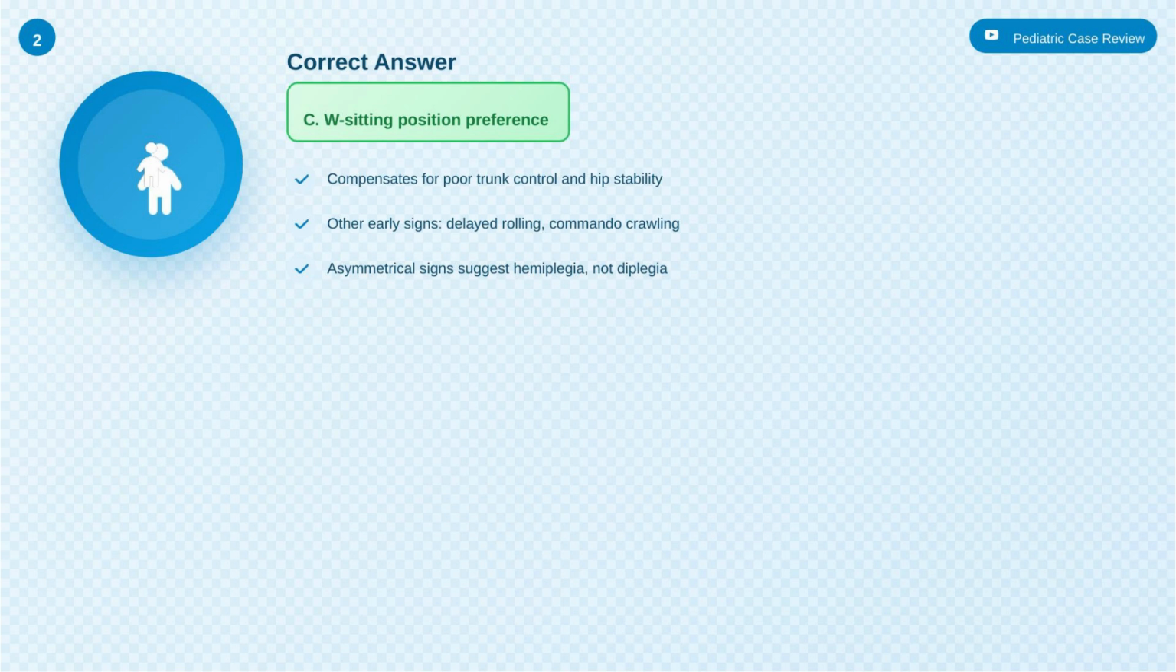Children with diplegic cerebral palsy often prefer W-sitting because this position provides stability for a child with poor trunk control and hip muscle function. This sitting pattern, while providing stability, can lead to orthopedic issues if maintained long-term. Other early signs include delayed rolling and commando crawling rather than typical quadruped crawling.